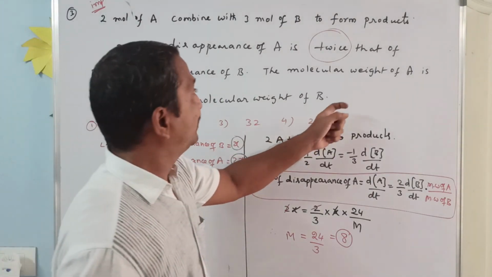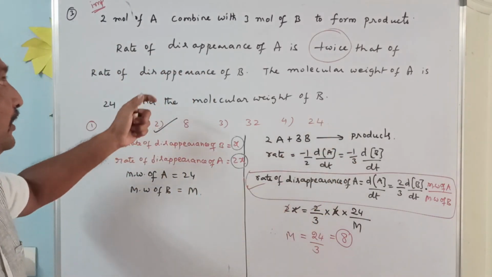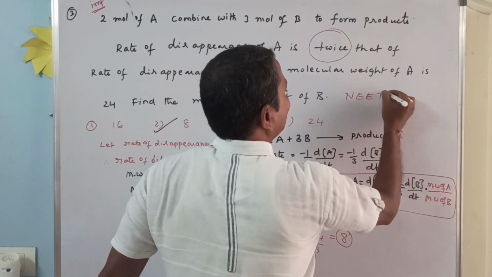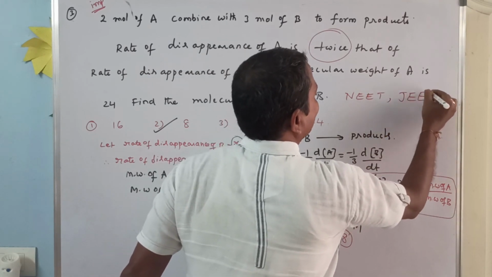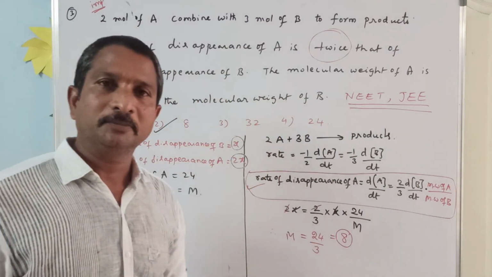Molecular weight of A is given, how much? 24. Find the molecular weight of B. This is the way of calculation. Very important. NEET, previous example, JEE Main. Okay. Very difficult problem, very important problem. Note down fast.